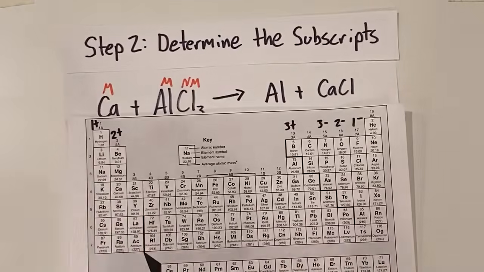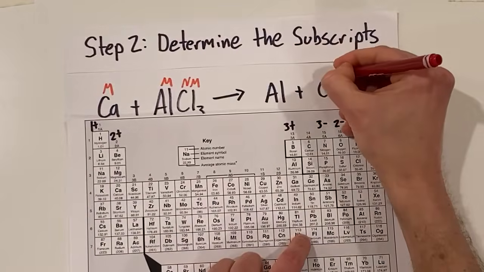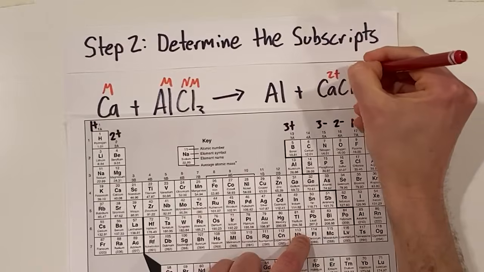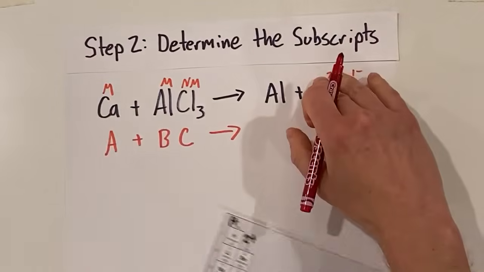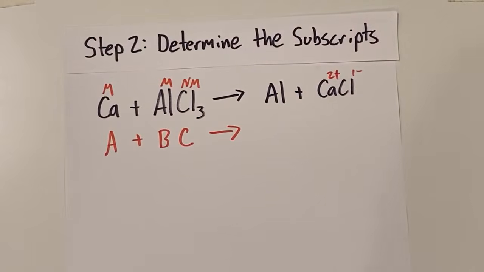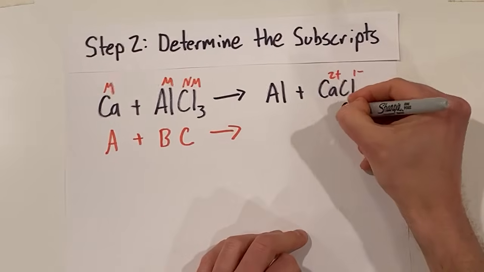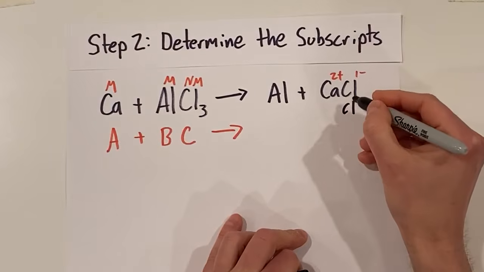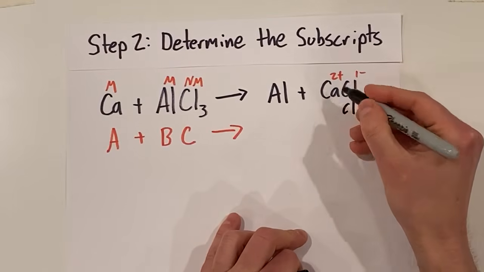Ca is in group 2, so it's going to have a 2 plus charge. Cl is in group 17, it's going to have a 1 minus charge. So hopefully we should be able to see by looking at this that if we have 1 calcium and 1 chlorine, they're not going to be balanced. We're going to have too much positive charge. So we need another Cl minus in order to get a total of 2 minus charge. That'll balance out the 2 positive charge.